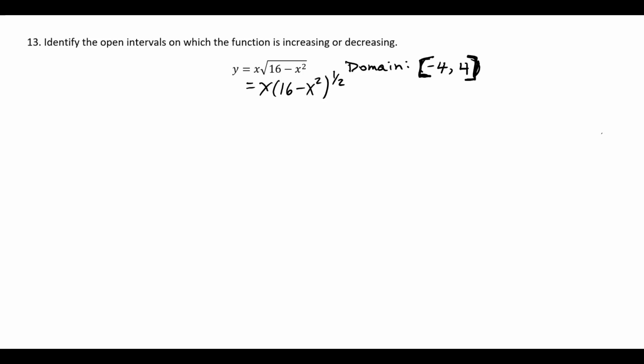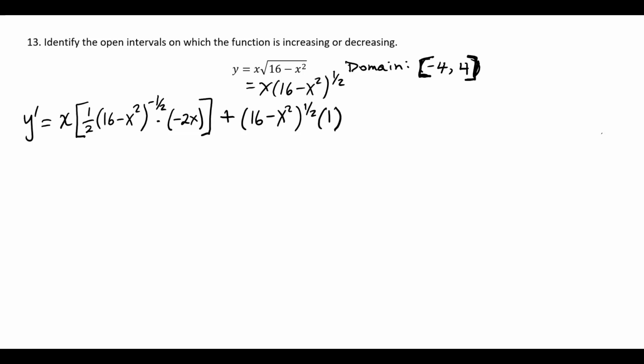The derivative of y is going to be y prime, and that's going to be the first times the derivative of the second. Don't forget to use the chain rule here, plus the second times the derivative of the first. I know that looks kind of ugly, but doing a little bit of algebra will help us to simplify this. I can multiply these two together. That gives me a negative 2x squared. I'm left with times 1/2, 16 minus x squared to the negative 1/2.